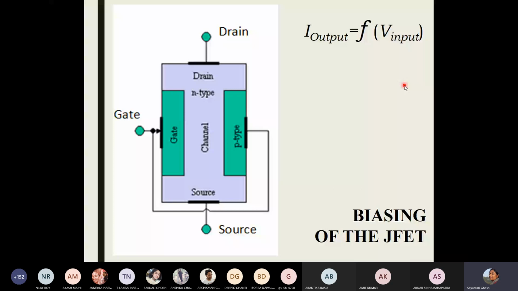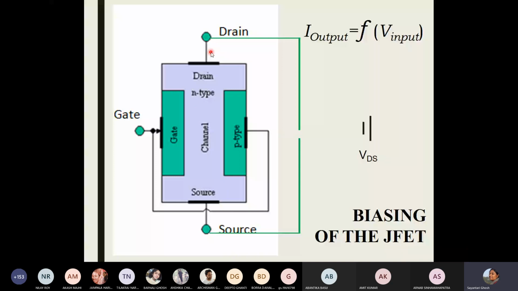The first point I want all of you to remember about the biasing of a JFET is that biasing means adding some appropriate voltages between the terminals so that the device is in a proper working condition. So what do I mean by proper working condition? The first thing needed for the functionality of a JFET is that the majority carriers of the channel flow from source to drain.